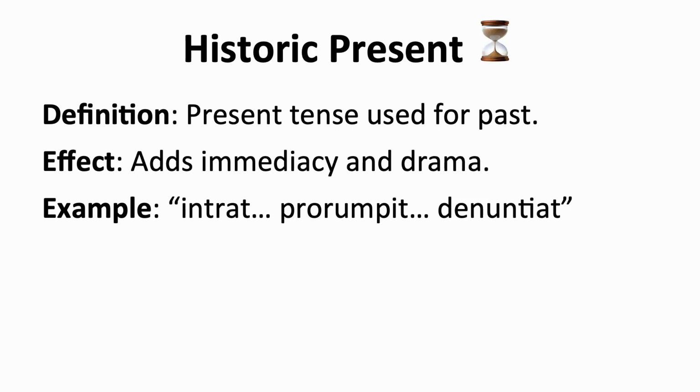Tacitus often uses the historic present, where he switches from a past tense to a present tense, even though it's still happening in the past, to make the narrative feel more vivid. He says, intrat, prorumpit, denuntiat. He brings us right into the moment, adding some urgency and drama, as if we are witnessing events as they happen, unfolding right before our eyes.